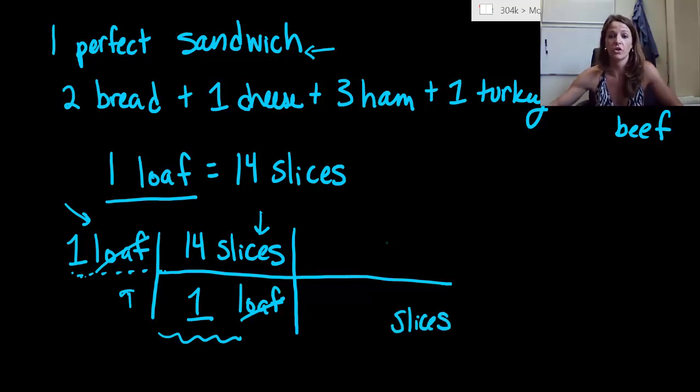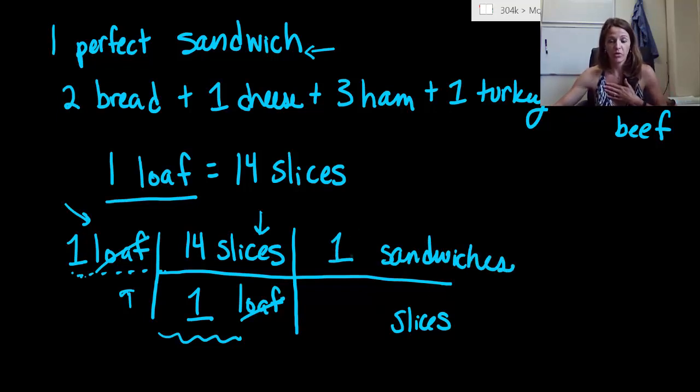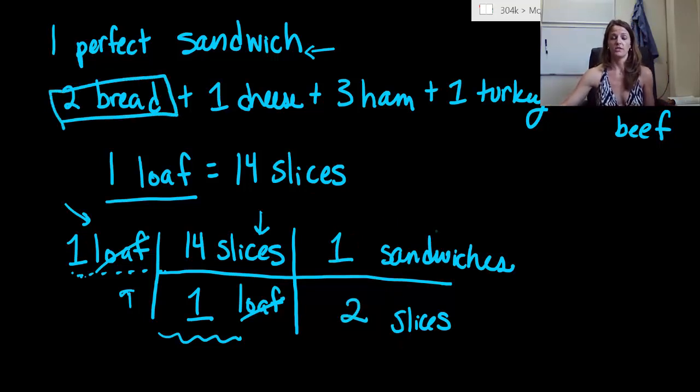We're trying to convert to sandwiches, so sandwiches is going to be on the top. So now I know for every 1 perfect sandwich, I need 2 slices of bread. So 2 slices of bread for 1 sandwich, and then I can solve this out to figure out exactly how many sandwiches I can create.